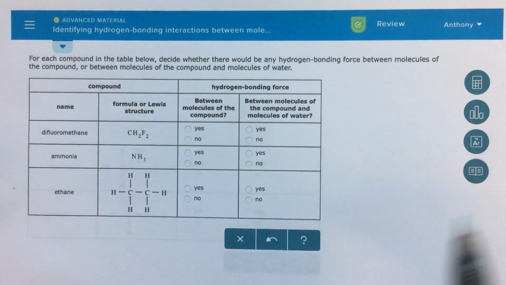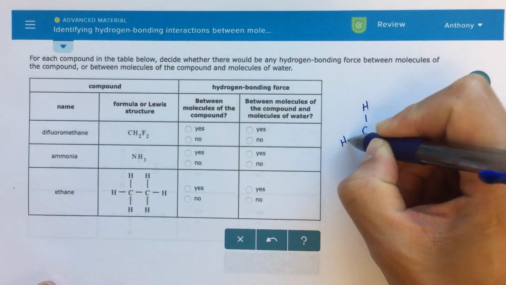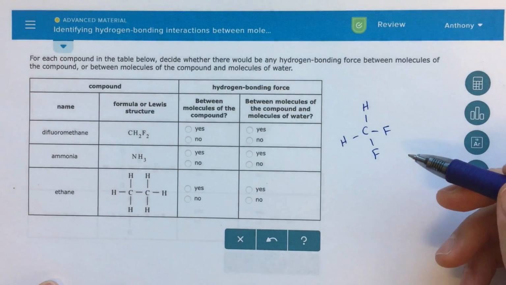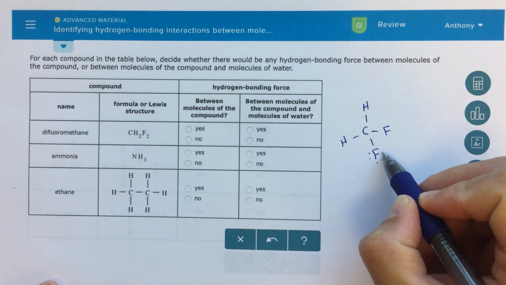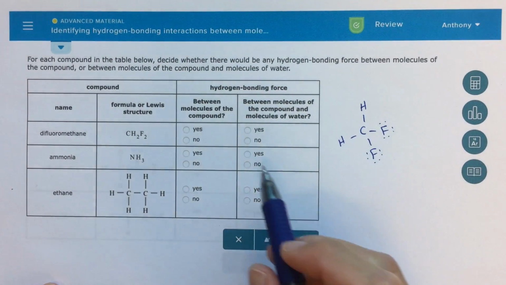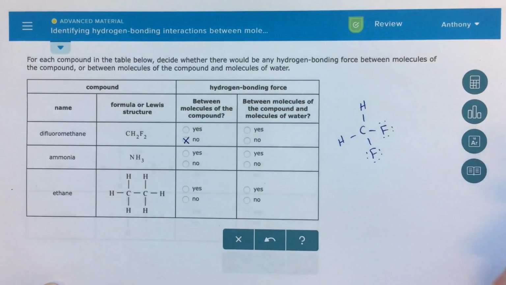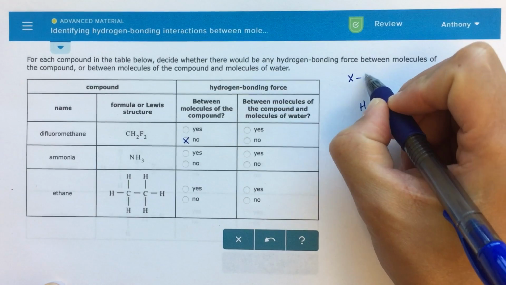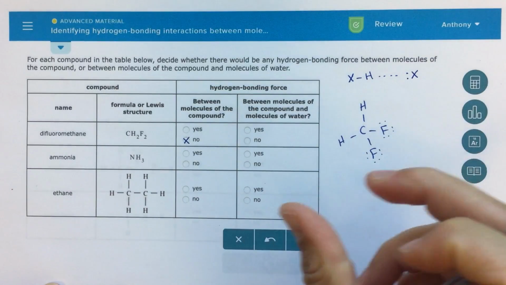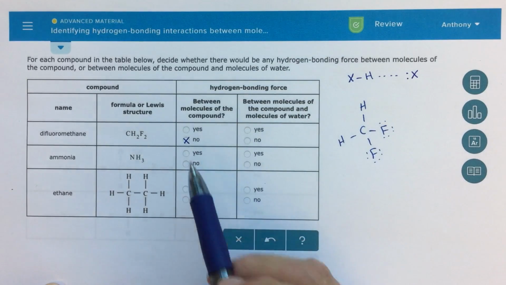So here we've got just some new examples. Difluoromethane. And again, I would encourage you to draw out the Lewis dot structure. I'm not going to show some stereochemistry, but that's the Lewis dot structure for this CH2F2. We'll put in our lone pairs of electrons here. So again, for between molecules of the compound, no. And the reason is because neither of these hydrogens are bonded to O, N, or F. So again, remember we've got X. This is what we're looking for. So I might encourage you just to draw this and we'll see, can we fit into that criteria. X bonded to H, that does not exist in this molecule, so that should definitely be no.